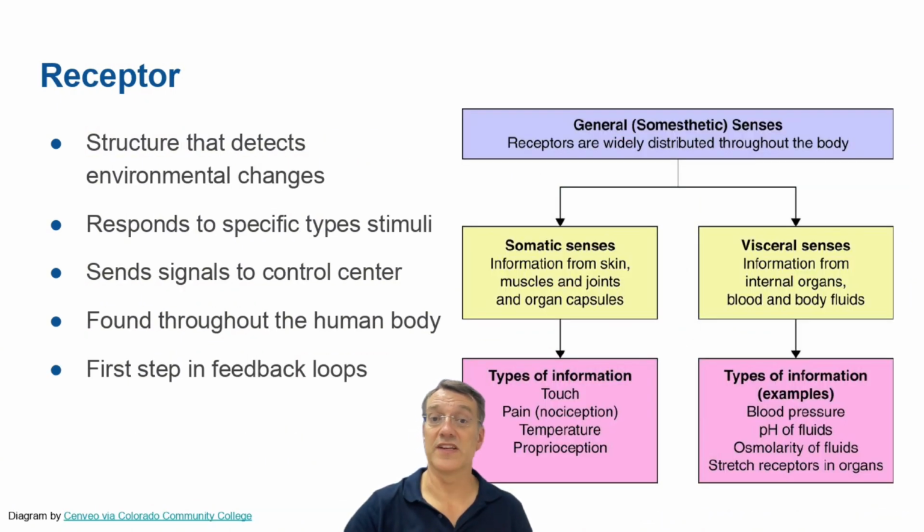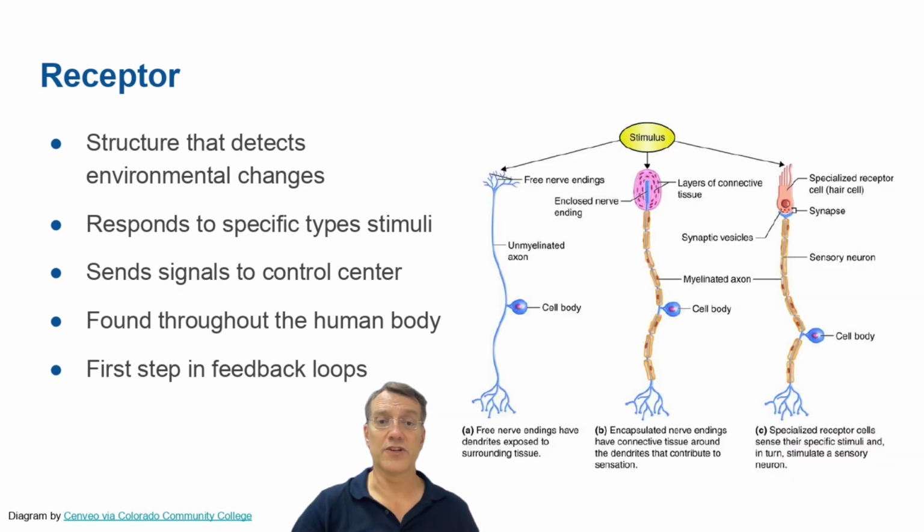Receptors are specialized structures that detect environmental changes. They respond to specific types of stimuli and they send signals to your control center. Receptors are found throughout the human body and they represent the first step in any feedback loop. Notice how receptors are widely distributed. Some of them gather information from your skin, muscles, and joints, while others monitor your internal organs, your blood, and your bodily fluids. Here you can see the different types of receptor structures. Free nerve endings detect basic stimuli, while specialized receptor cells sense specific stimuli like sound or light. Each type sends information through sensory neurons to your brain and spinal cord.